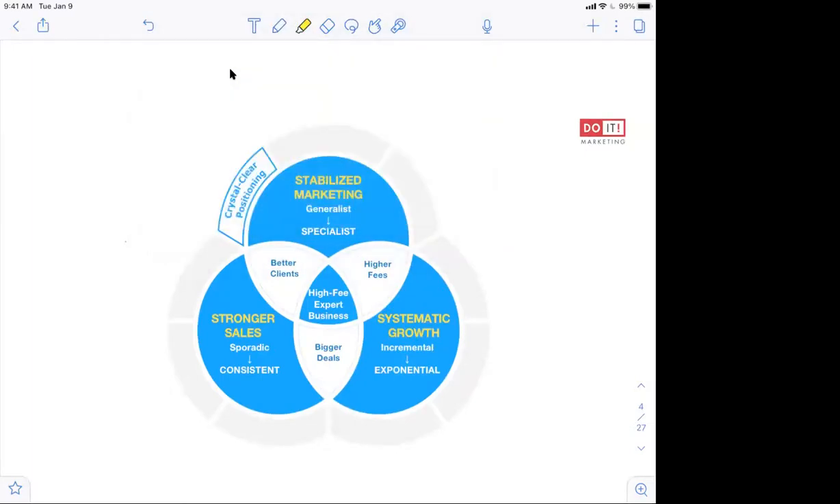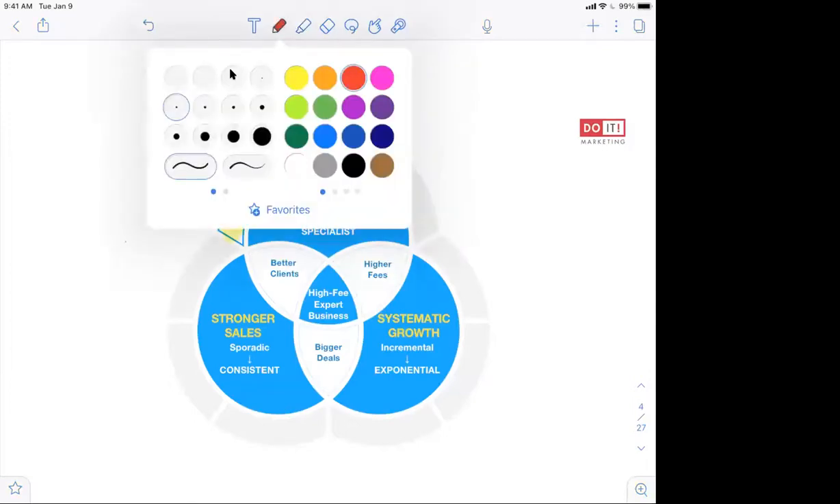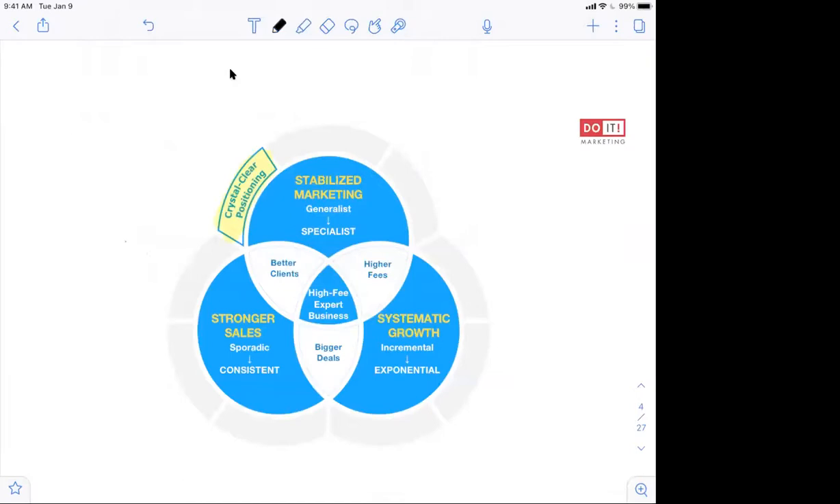Stabilized marketing, moving from generalist to specialist. Crystal clear positioning. Here's where you're going to start to score yourself. Grab your handout, grab the diagram. I'm going to give you an operative question for each of these 9 areas. Once you hear the question, you're going to score yourself and put that in a circle right next to that particular accelerator. So let me explain what I mean by crystal clear positioning.